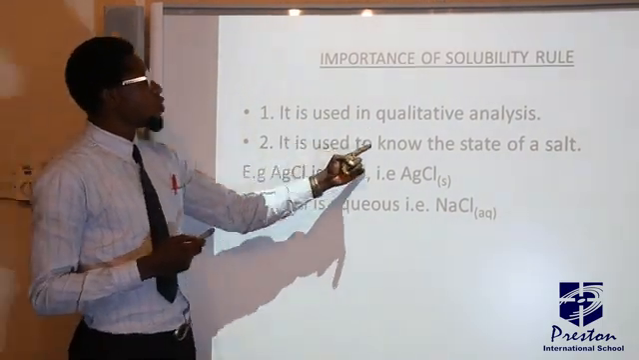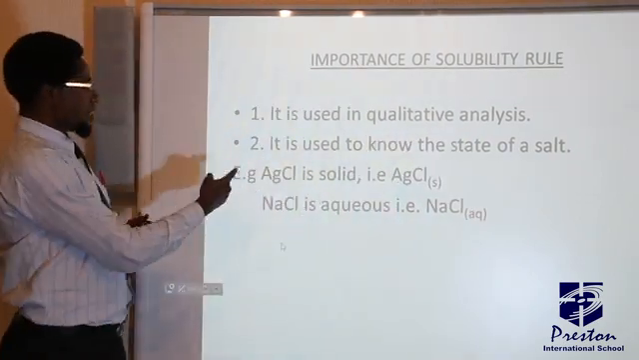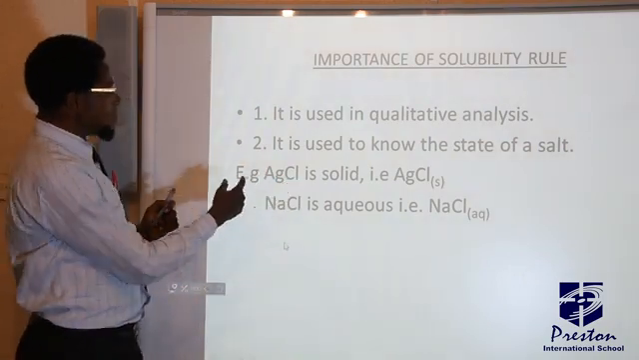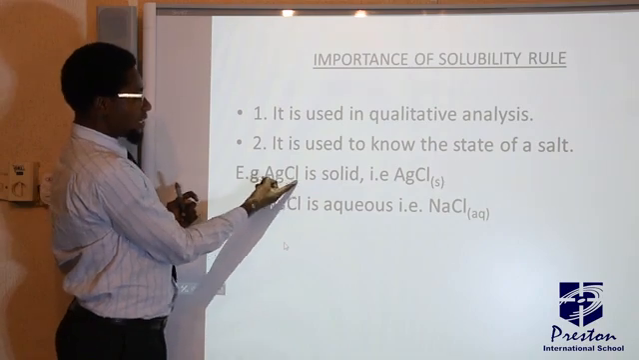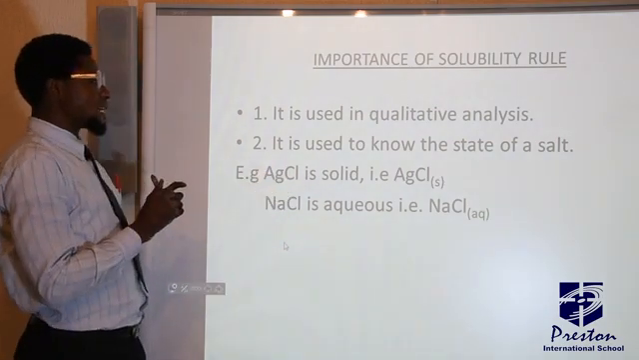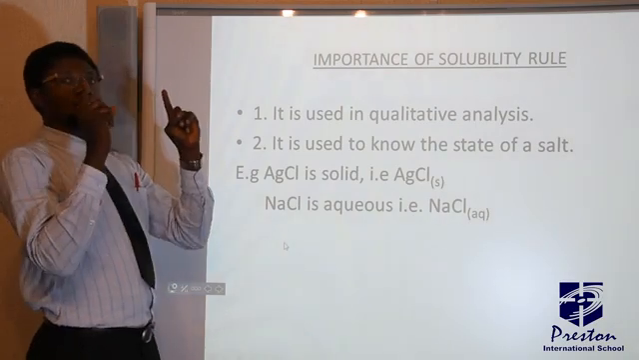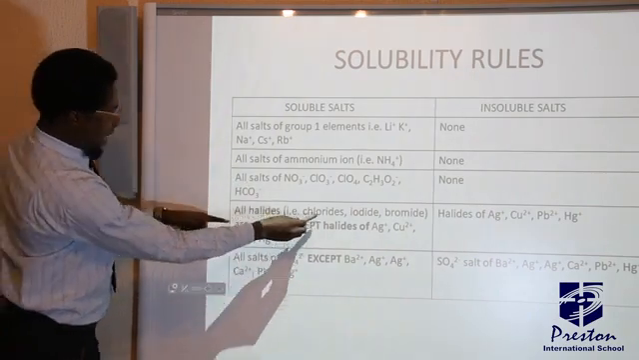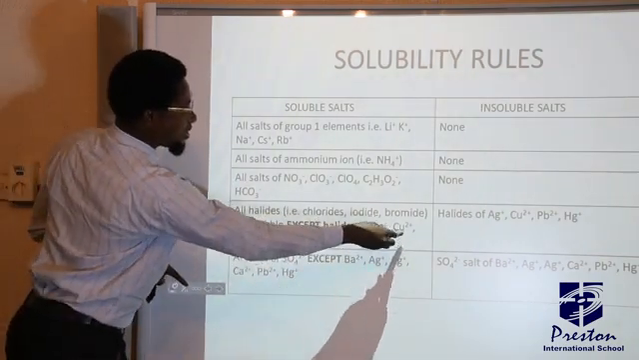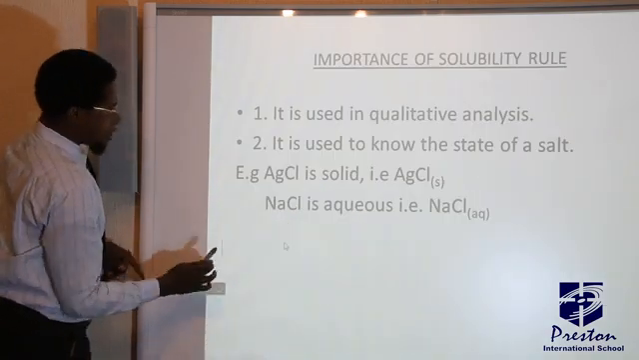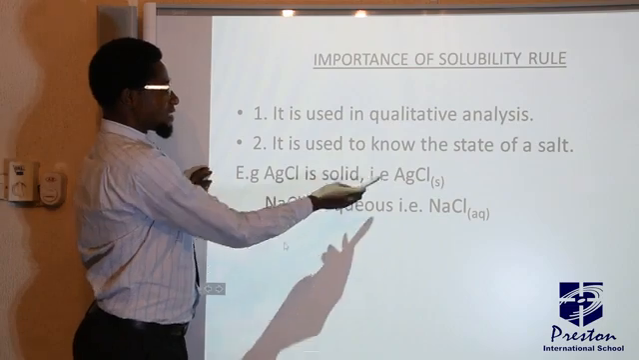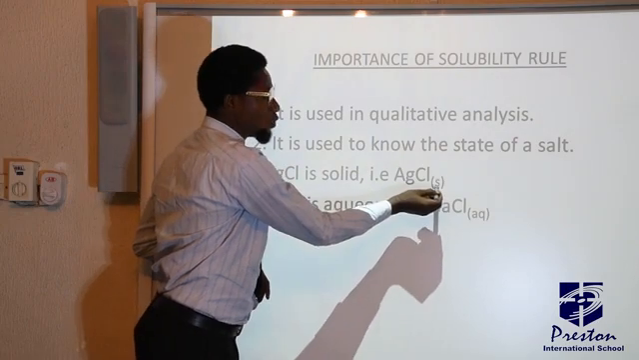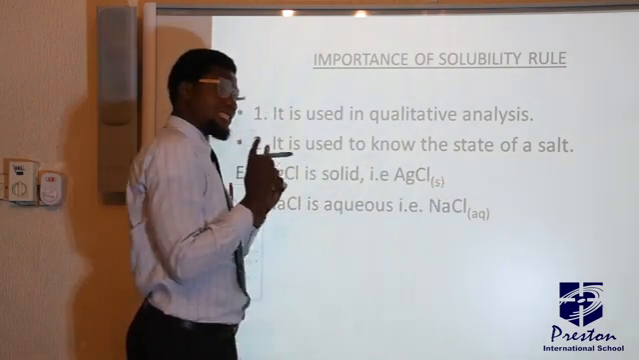Then secondly, it is used to know the state of a salt. Take for instance, silver chloride. How do we know if silver chloride is a solid? We can easily make reference to, since it contains chloride, can you see this Cl? And we have said that all chlorides are soluble in water, except for that of silver, copper, lead, and mercury. So that is why, since we have said that the chloride of silver is insoluble, that means that it will remain a solid in that solution. So that is why we have written solid here. That is the state of silver chloride.